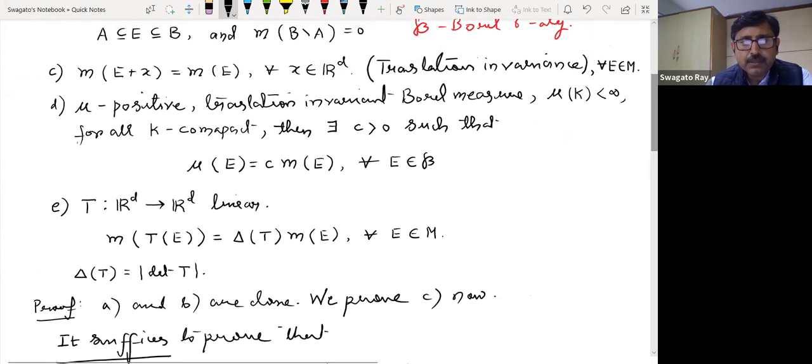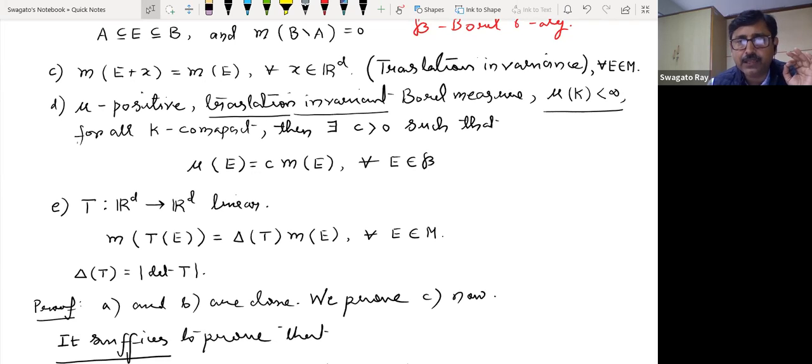D says that suppose a positive translation invariant Borel measure is given to you. That means it is defined on the Borel sigma algebra. So now I don't know anything about the Lebesgue sigma algebra. It has one additional property. First of all, it is translation invariant, that is given to you. And it is also given to you that measure of K is finite for all compact subsets. Then there exists a positive real number C such that measure of E is constant times the Lebesgue measure. We are proving it in one dimension.